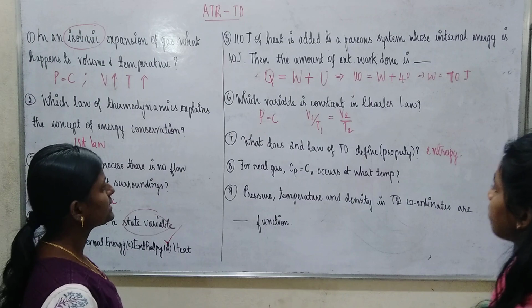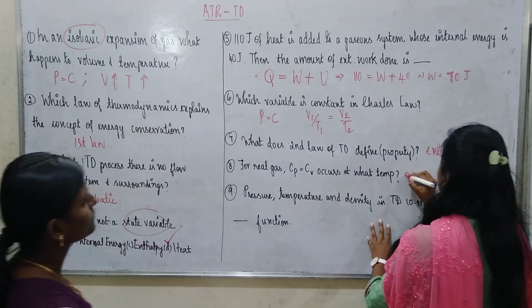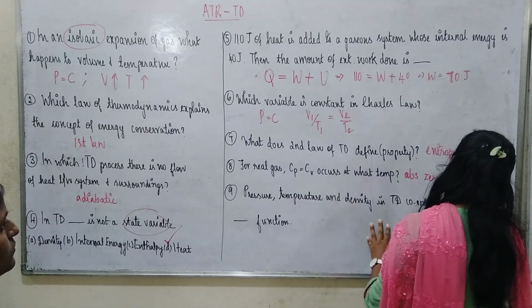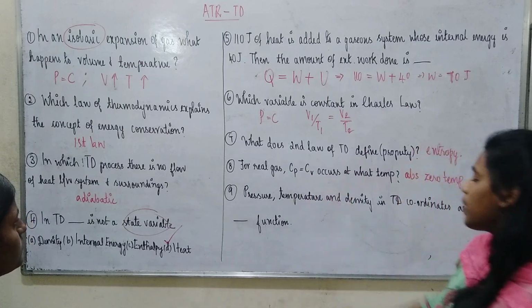For real gas, Cp equal to Cv occurs at what temperature? At absolute zero temperature. At absolute zero temperature, for real gas, Cp will be equal to Cv.